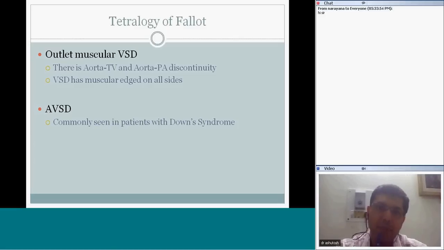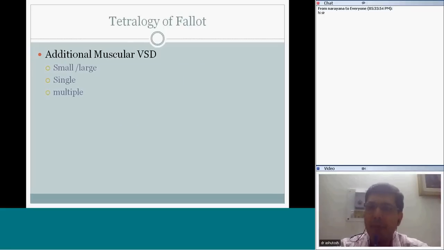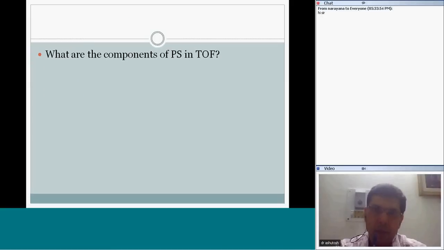Outlet muscular VSD is a safer VSD, as we say. It has muscular edges on all sides, and there is aorto-pulmonary and aorto-tricuspid valve discontinuity. And AVSD is typically seen in Down children. Then additional muscular VSD. Well, there may be large, single, multiple, apical, anywhere. So that actually does not comprise the VSD for tetralogy. These are additional things.